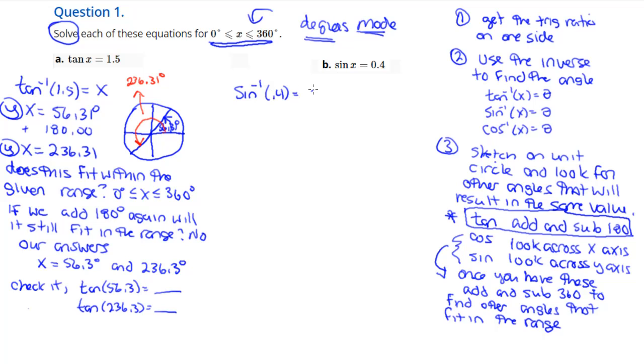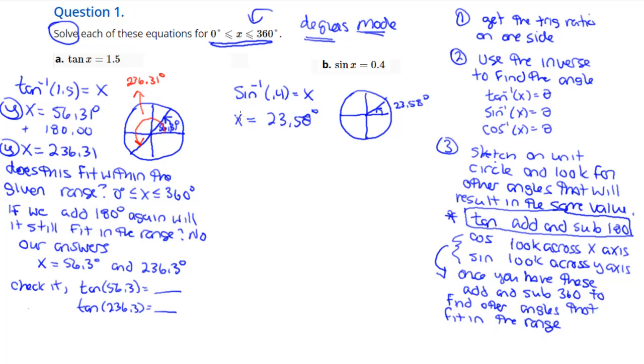Now in the next one, we're doing sine x is equal to 0.4. So the sine is by itself. We find the original angle by doing the inverse sine, and I get 23.58 degrees. So now I'm going to go to my unit circle. I'm going to do a quick sketch. There's my 23.58 angle right there. And I'm looking for others that are going to give me the exact same value.